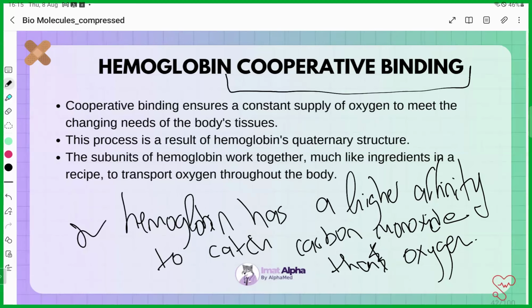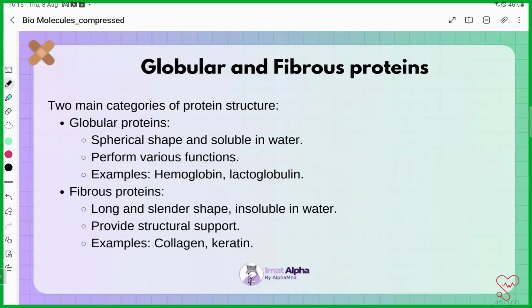Globular and fibrous proteins, fibrous or you can say filamentous, the same, the ones that I explained yesterday. So two main categories of protein structure. Globular proteins, spherical shape and soluble in water, perform various functions like hemoglobin or lactoglobulin, or immunoglobulins or antibodies. Fibrous proteins are long and slender shaped and insoluble in water, providing structural support like collagen and keratin. We explained them in detail yesterday.